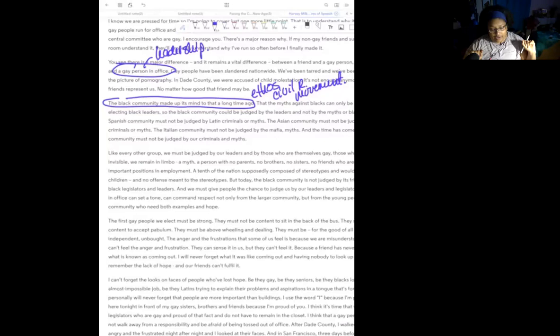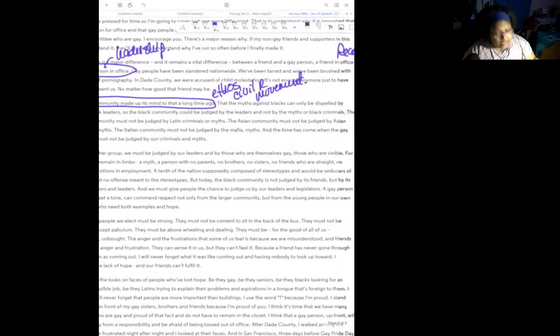Okay. And he's also aligning the gay rights movement to other movements as well. And we haven't studied those movements, and more than likely you have not studied those movements because, you know, it is what it is.